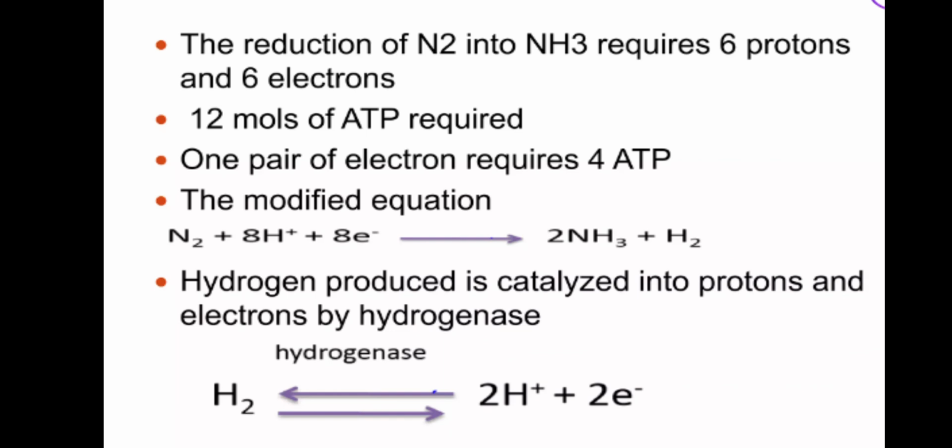The reduction of nitrogen into ammonia requires 6 protons and 6 electrons. 12 moles of ATP are required for this, and 1 pair of electrons requires 4 ATP. The modified equation is nitrogen in the presence of 8 hydrogen and 8 electrons gives ammonia plus hydrogen. The hydrogen produced is catalyzed into protons and electrons by hydrogenase enzyme.